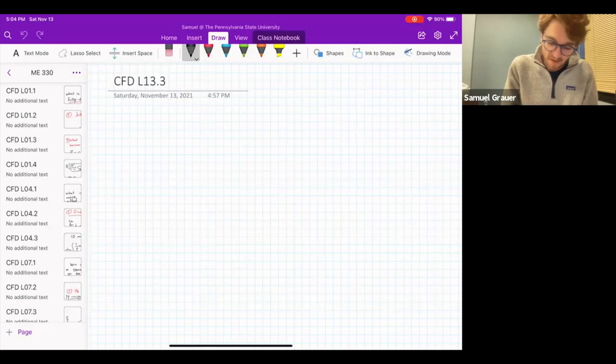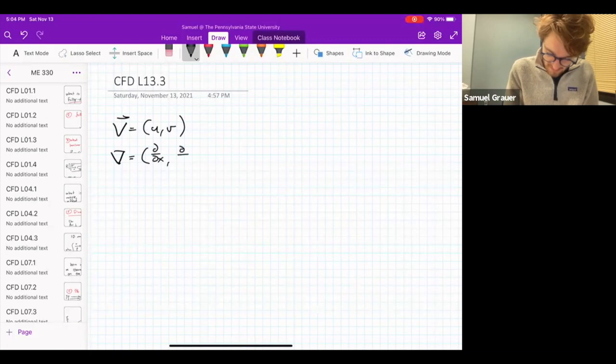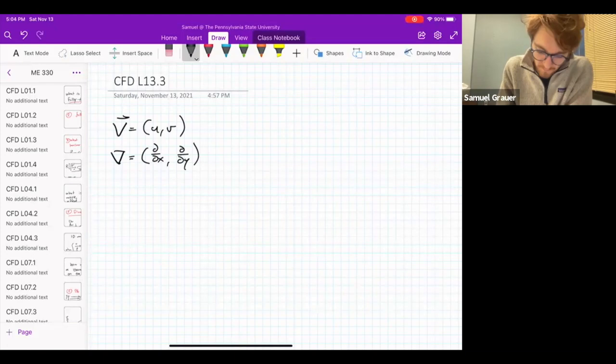So what I'm going to do is draw your velocity vector, which is going to have components u and v, and your gradient vector operator, actually, which is going to have components ∂/∂x and ∂/∂y. It's a partial derivative. And then we're going to look at the mass conservation equation. So I'll show you the mass conservation equation. I'll show you the momentum conservation equation.